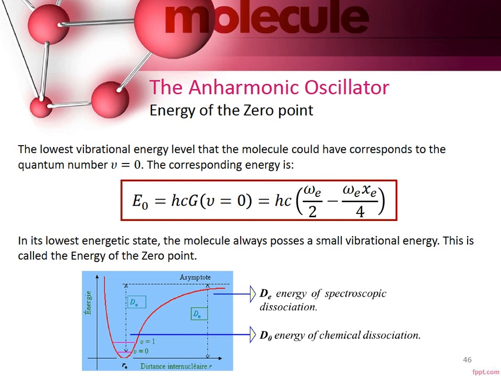And you usually get asked about this. So what is the energy of the 0 point? Well, that's the energy for V equals 0 in the anharmonic oscillator. Now notice, we define two things.